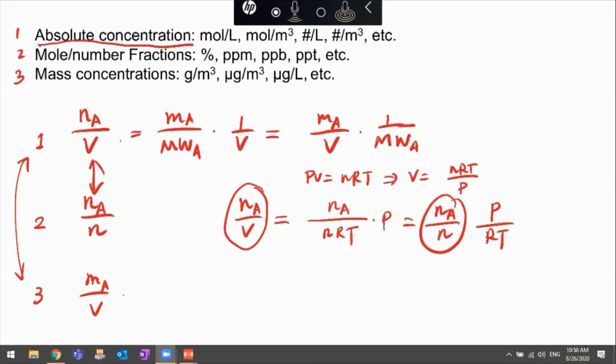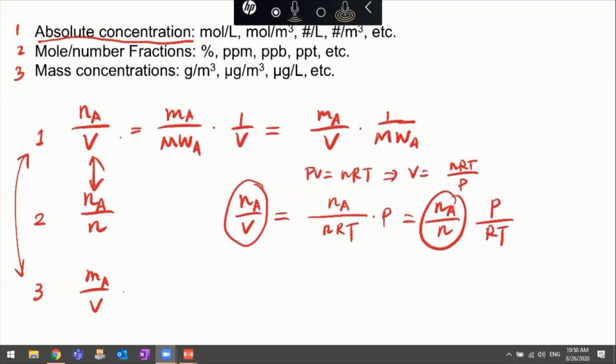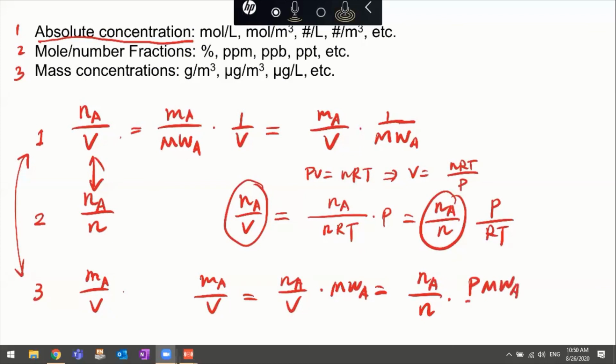I'm writing pretty fast, but I hope you can follow me here. Since we can convert from 1 to 3, we can also convert 3 to 1 and then back to 2. So m_A divided by V is equal to n_A divided by V multiplied by the molecular weight of A. And then that's going to be n_A divided by n multiplied by P times the molecular weight of A divided by RT. So we're plugging in these series of equations all together so we can convert from one to another.